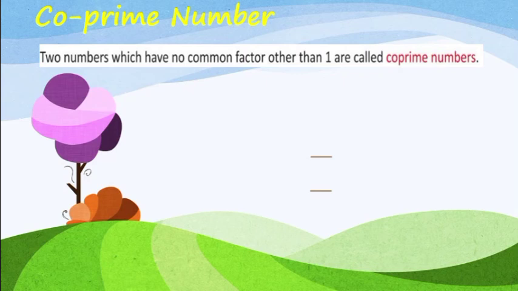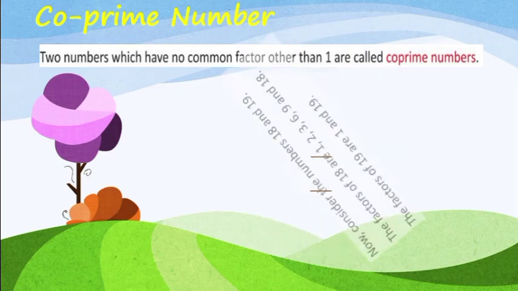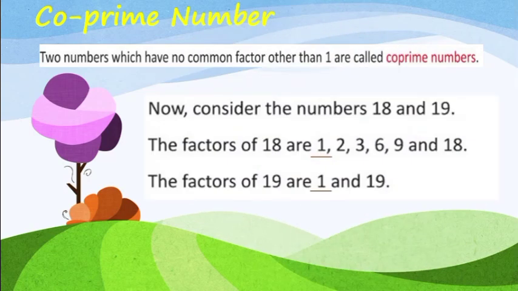Whenever we take two numbers and find the factors of the given numbers, and the common factor in both the numbers is a single number, and that number is 1, then both the numbers are an example of co-prime numbers. So here is the example. Consider 18 and 19. If I try to find the factors of 18, always start from the lowest number, that is 1. So 1 is a factor of 18, 2 is a factor, 3 is a factor, 6 is a factor, 9 is a factor and 18 is a factor.